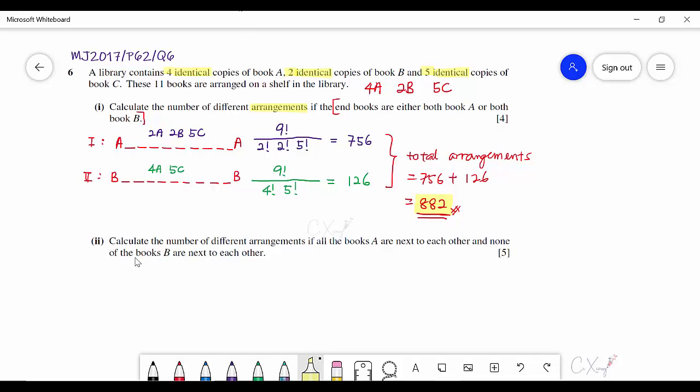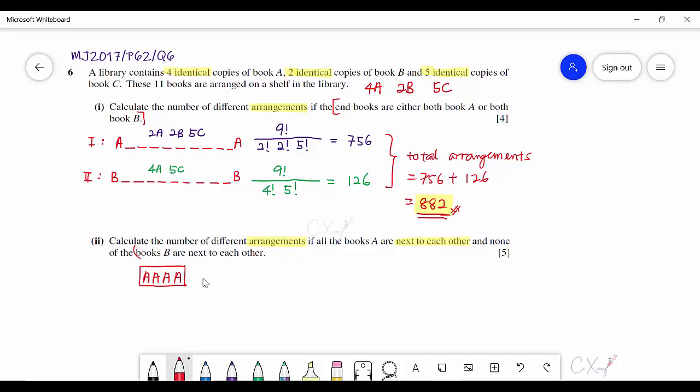Then we continue to part number 2. Calculate the number of different arrangements. So again, you can see the keyword arrangement, right? If all the books A are next to each other. I think I told you all before also, when I want to arrange any items that are next to each other, I will treat them as one unit. I will treat that as one item only. So that means if we bundle the 4 A's together, they become one item only. And none of the books B are next to each other.